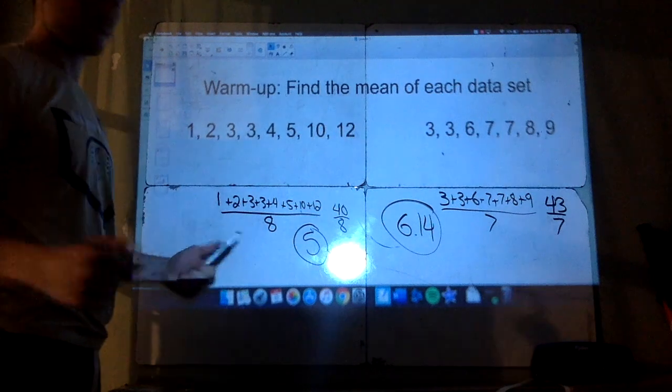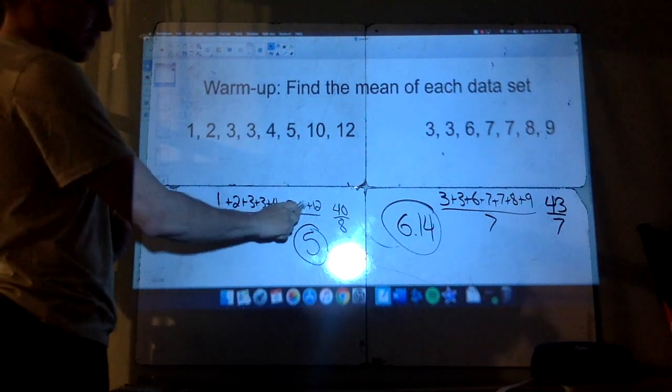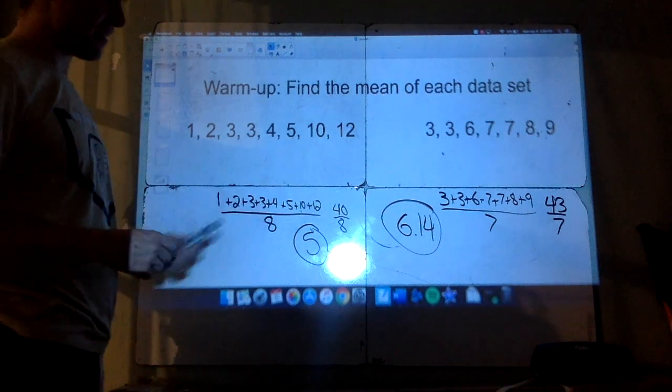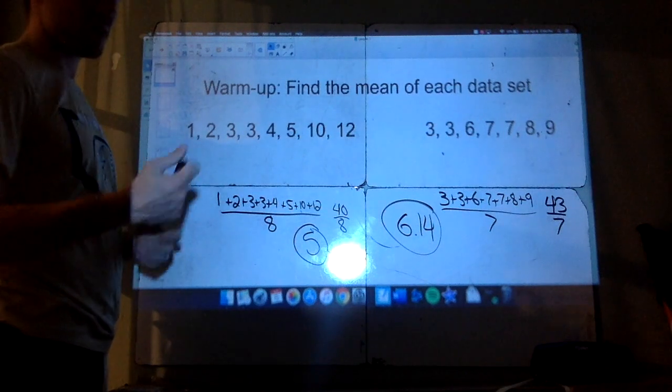Alright, so the way you found the mean, if you remember, average, is you add all the numbers up and divide by how many there are. So for both of these, I got 5 on the left one and about 6.14 on the right one. You have to round that decimal somewhere.